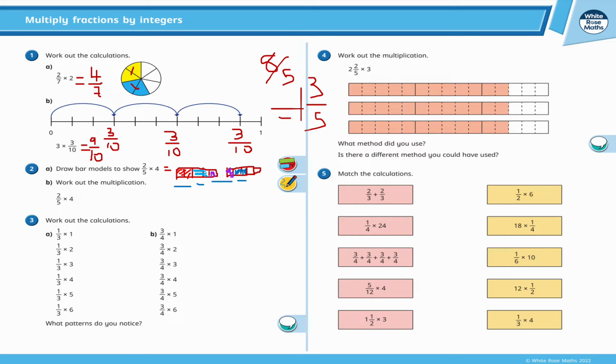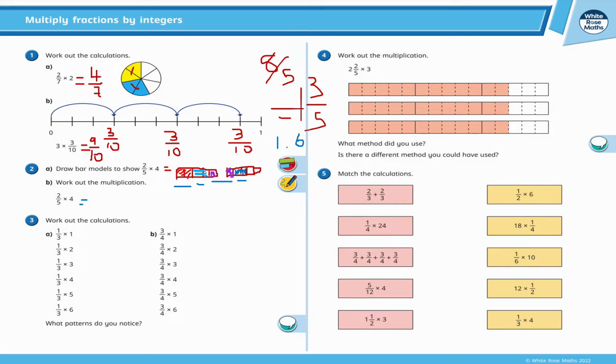So the answer that I get is 8/5, which is known as a top heavy fraction or an improper fraction, and I changed that into a mixed number. So the answer is 1 3/5, or 8/5, or 1.6 if you want your answer as a decimal. Either one of those answers is appropriate.